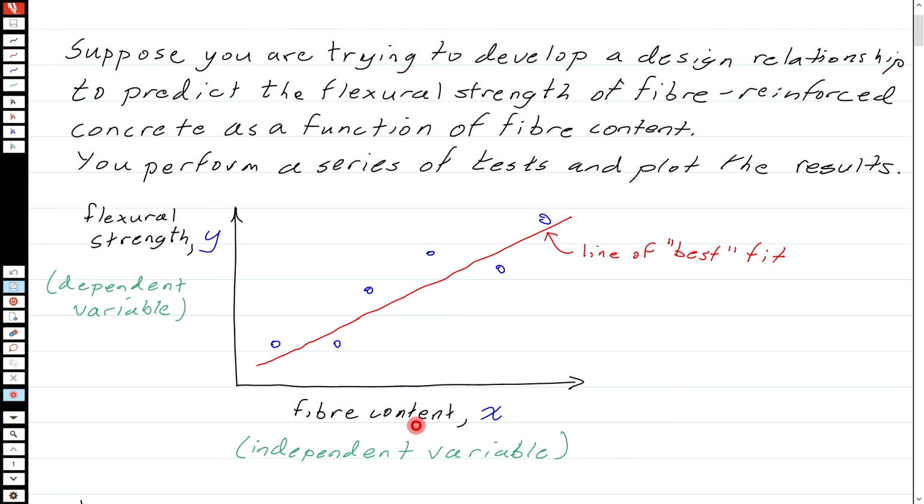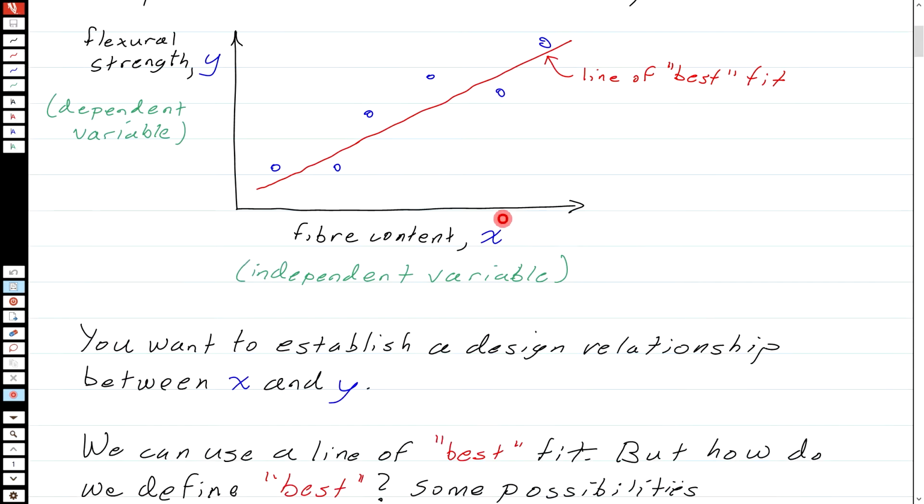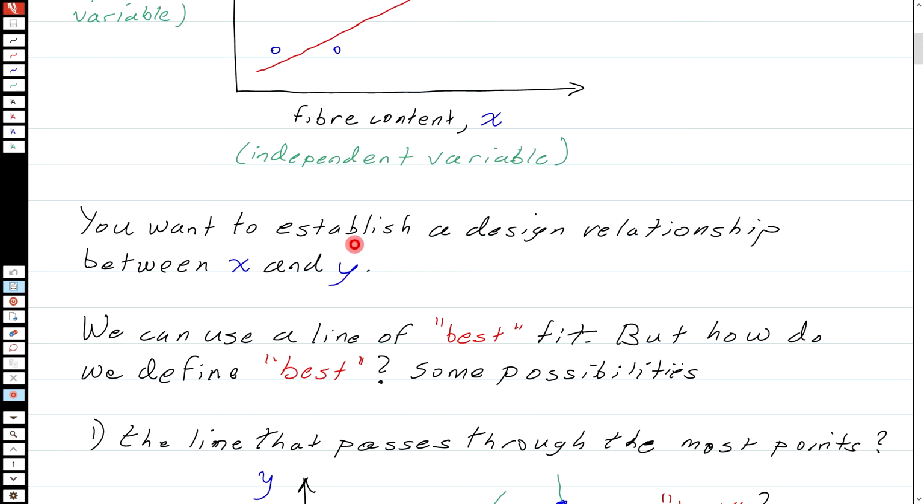So what we're doing is varying the content of fiber and then checking to see what the resulting flexural strength is. So we think of the fiber content as being non-random. We fix it, and then the flexural strength will be random to some extent, but will show some sort of linear dependence on the fiber content. The idea here is to come up with a line of best fit that we can use in a design context. So suppose we wanted to establish that design relationship between X and Y, then basically we're looking for a line of what I'm calling best, in quotes, fit, but the problem is, how do we define best?